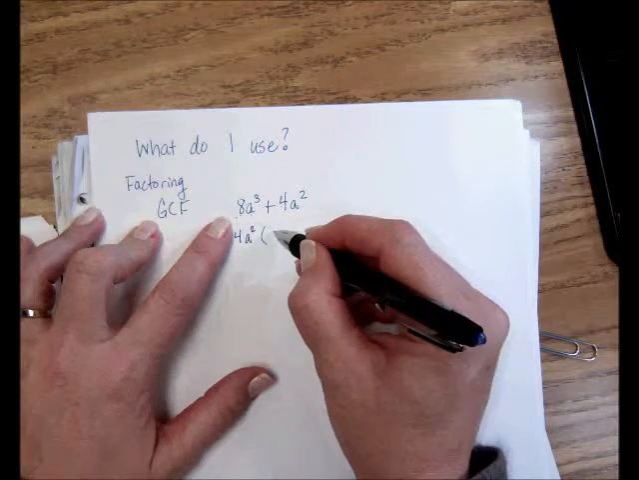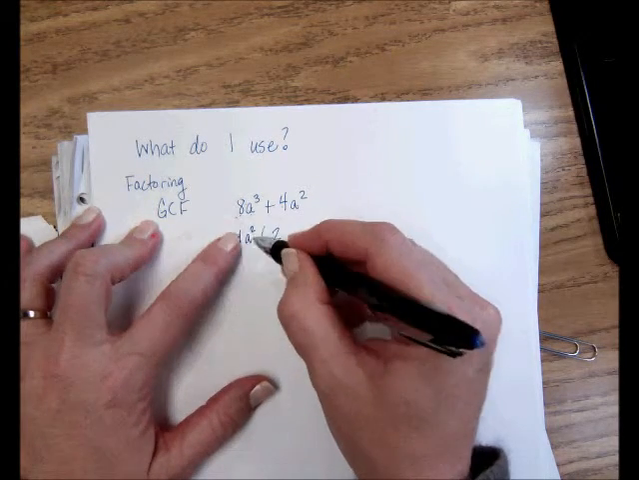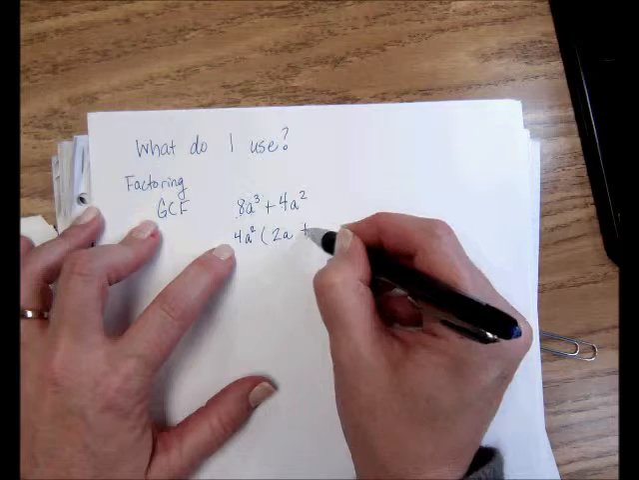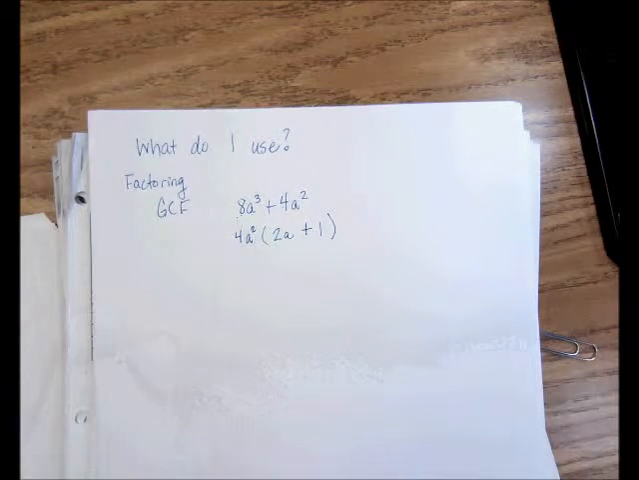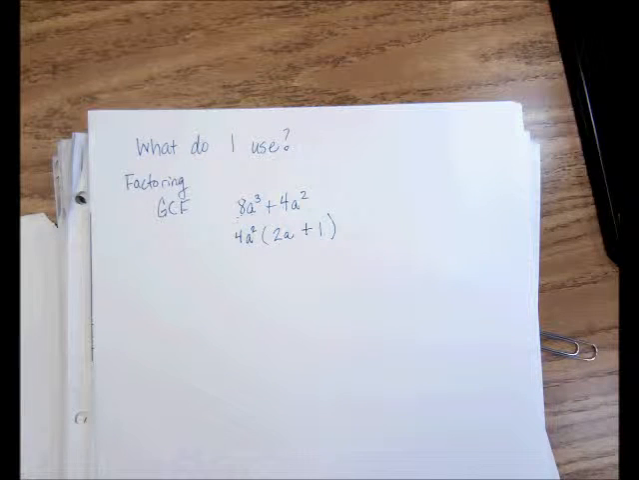So I take 8 divided by 4 is 2, and then a cubed divided by a squared is just a. And then I'm left with 4 divided by 4 is 1, and a squared divided by a squared is 1. So this would be my answer in factored form.